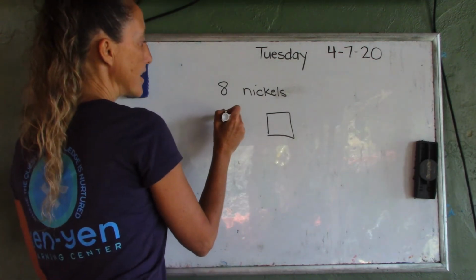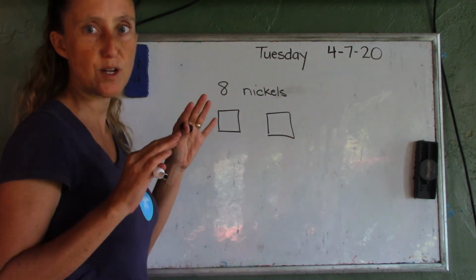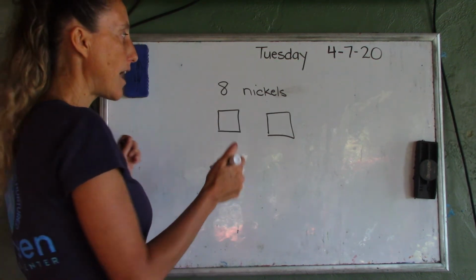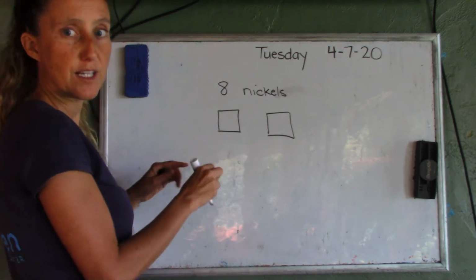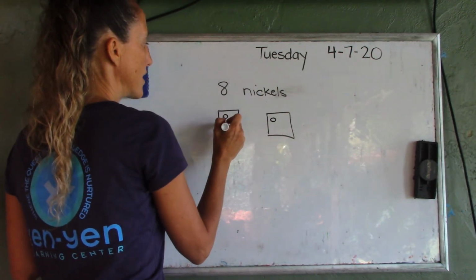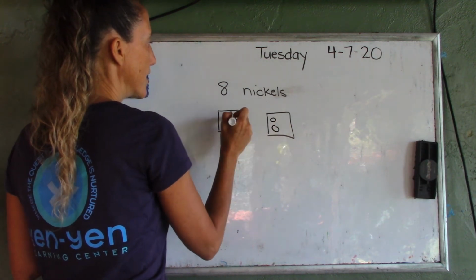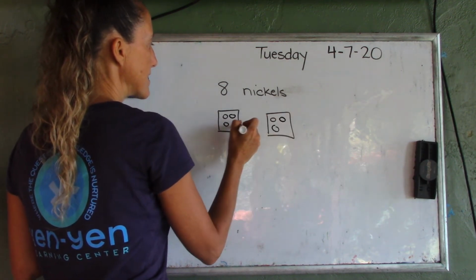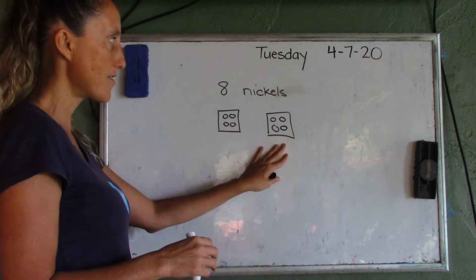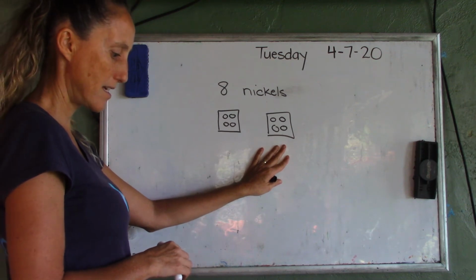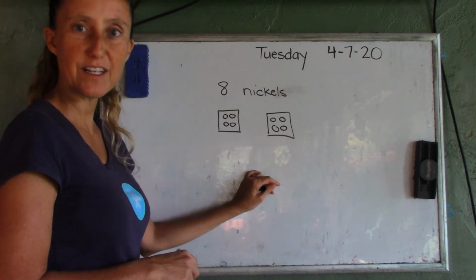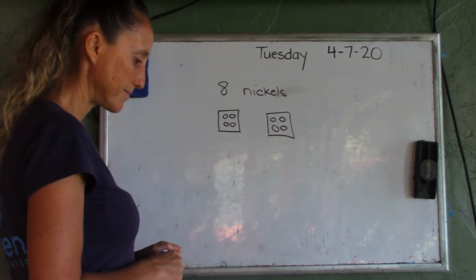We could do it in our head. What two same numbers equal 8? You probably know that. But if you can't figure it out, we can just start drawing back and forth until we get to 8 and we have the same even amount. So 1, 2, 3, 4, 5, 6, 7, 8. There's 4 in this box and 4 in this box. Are they even? Yeah, they're even. 4 plus 4 equals 8.